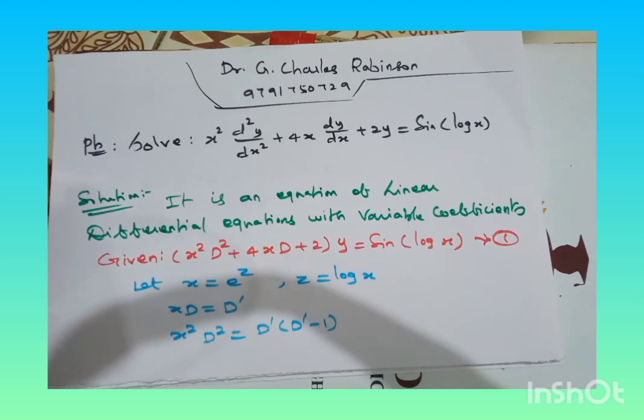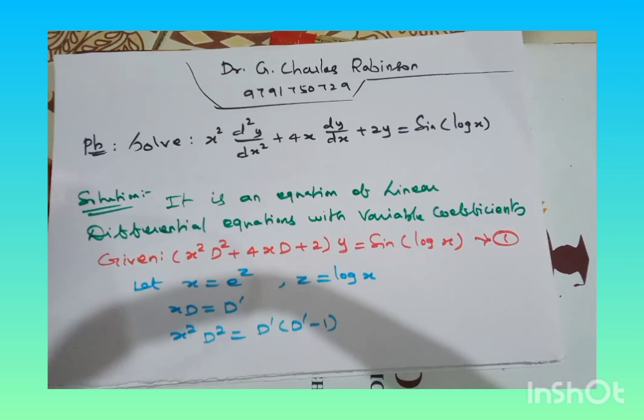x squared d squared y by dx squared plus 4x dy by dx plus 2y is equal to sine of log x. So this is called a linear differential equation with variable coefficients. Okay, so this is the type. In this type we write d squared y by dx squared as capital D squared, and then plus 4x D plus 2 of y equal to sine of log x.